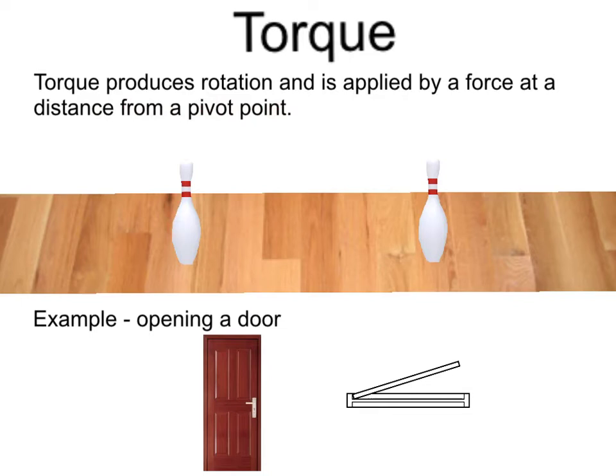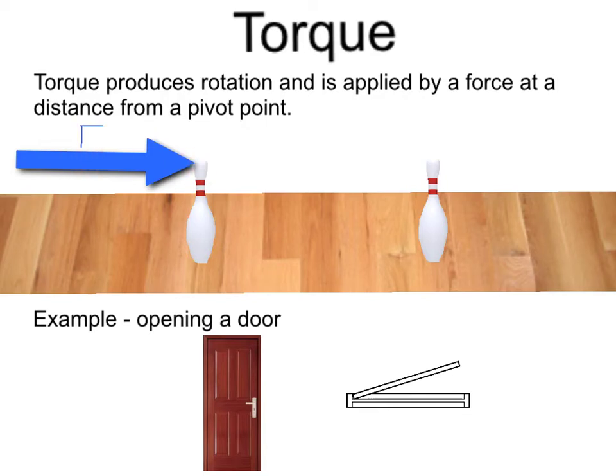How does a bowling pin move if I apply a force to the bowling pin directly through its center of mass? Then the bowling pin will slide right along the lane. How do you think the bowling pin will behave if I apply a force here? That is, I apply the force a certain distance away from the pivot point L of that bowling pin. If you said the bowling pin will fall over, then you're correct.